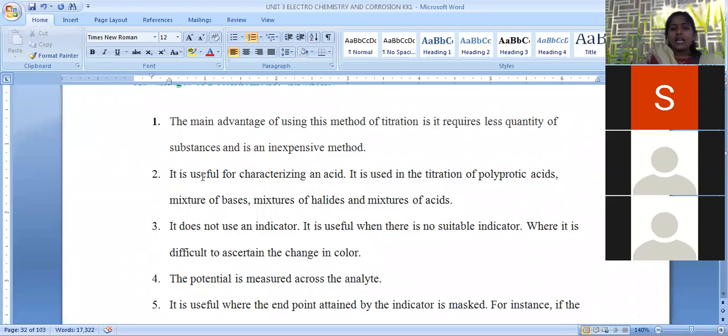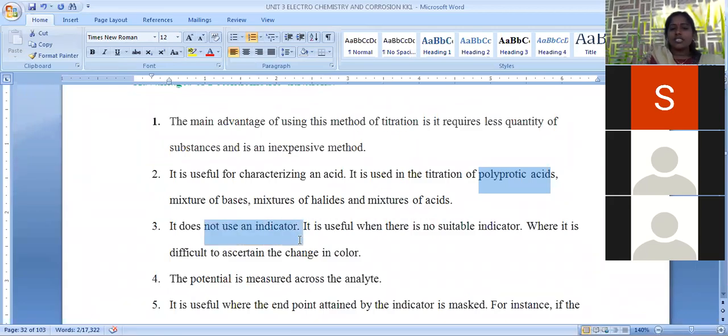And the second is it is useful for characterizing acids, especially since acid concentration is very important in chemical processes. So accurate determination of concentration is very essential. This is simply carried out by potentiometric titration. Even polyprotic acids, polyprotic in the sense of releasing more than one H plus, for example sulfuric acid, in that case it is very difficult to determine its normality. In that case also, it is an efficient method for the determination by using potentiometric titrations.